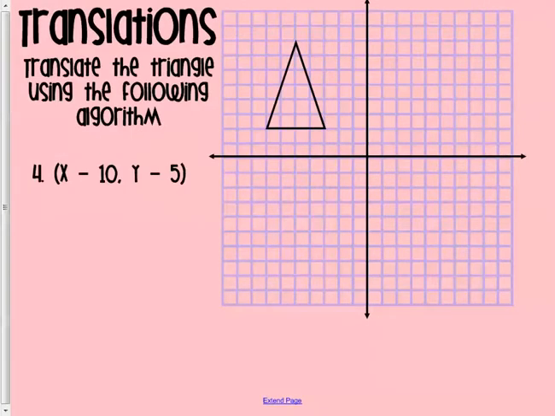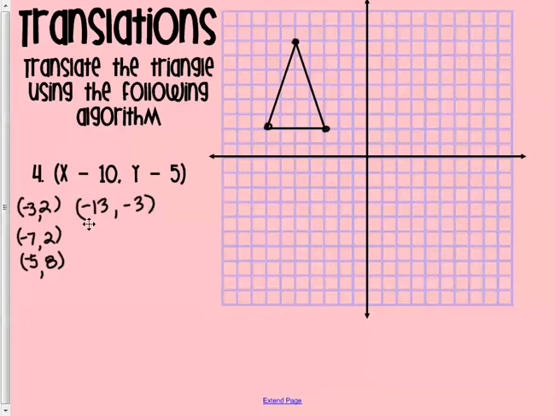Okay, what if we have something like this, where it's an entire figure? We've got a triangle, so it's got 3 points. We are going to translate these 3 points by moving the entire figure back 10 and down 5. So here are the 3 points on the triangle. We are going to take 10 away, so we're at negative 13, and take 5 away from 2, so we're at negative 3. So this is the new point.